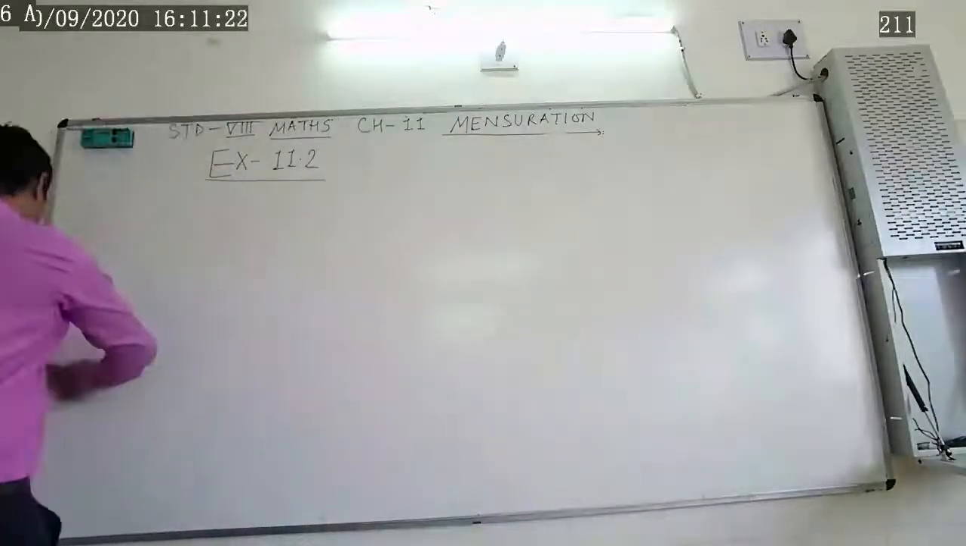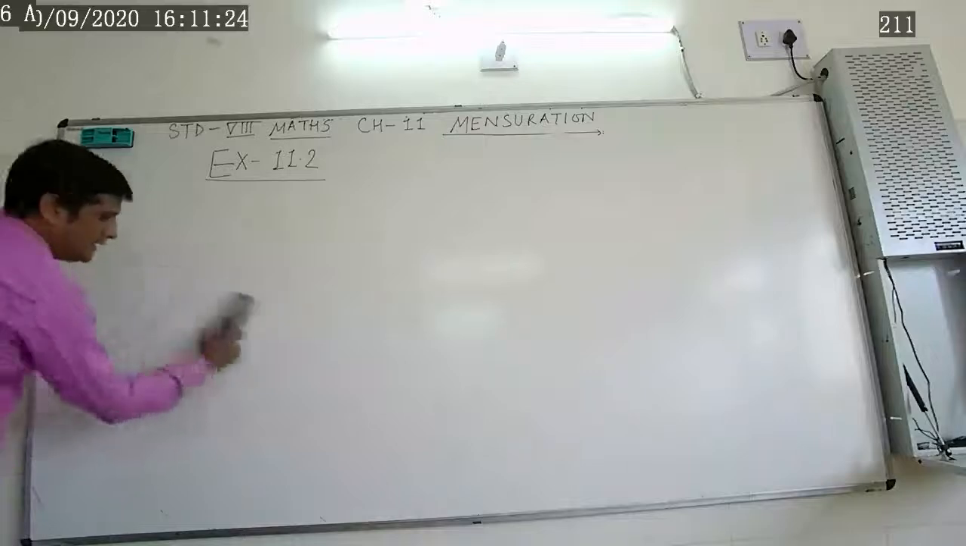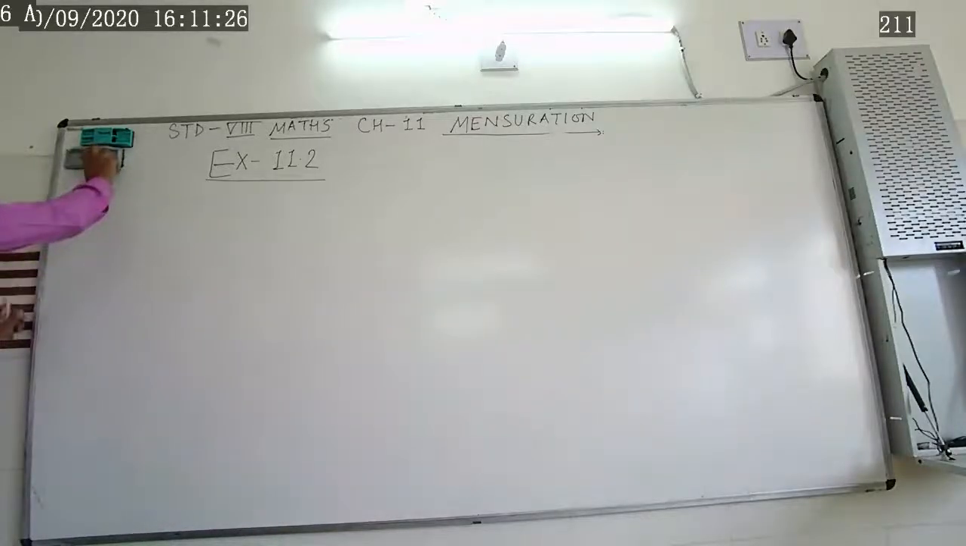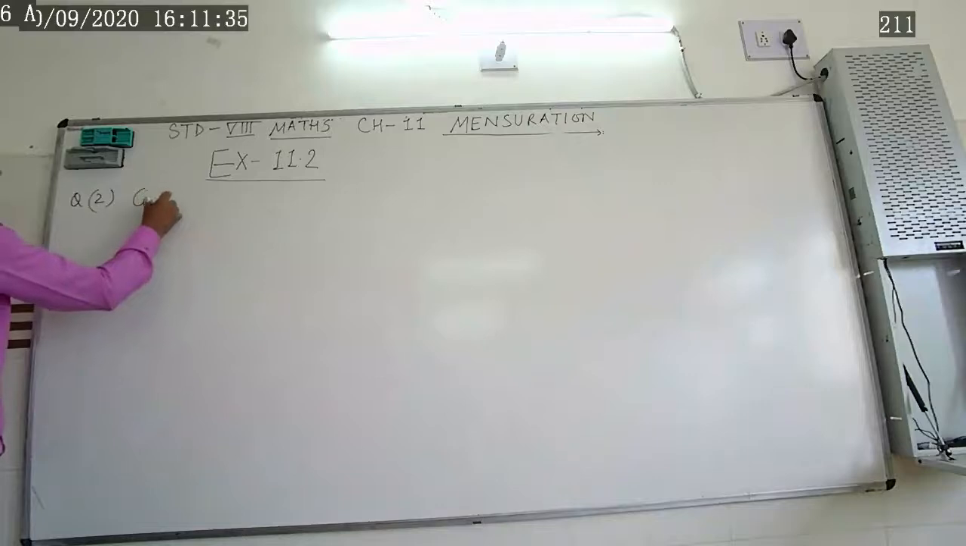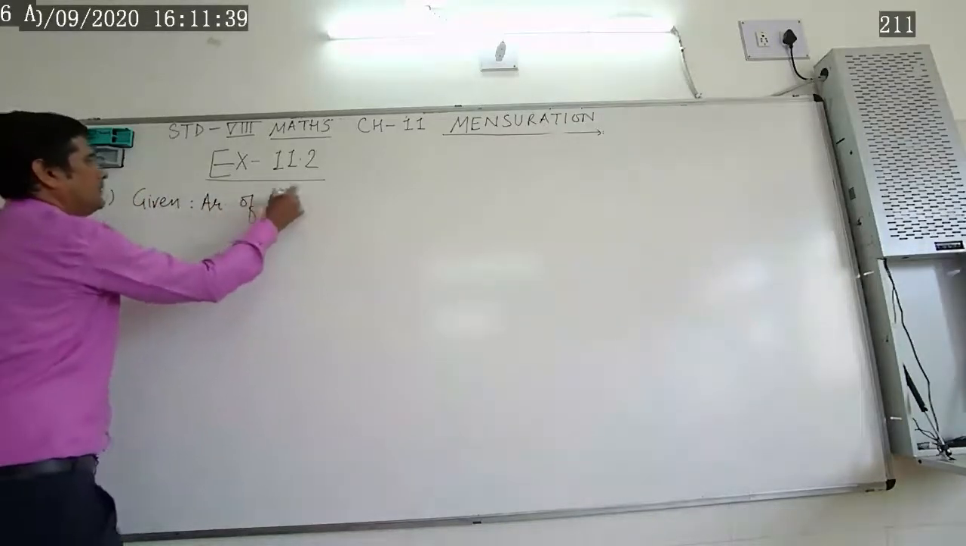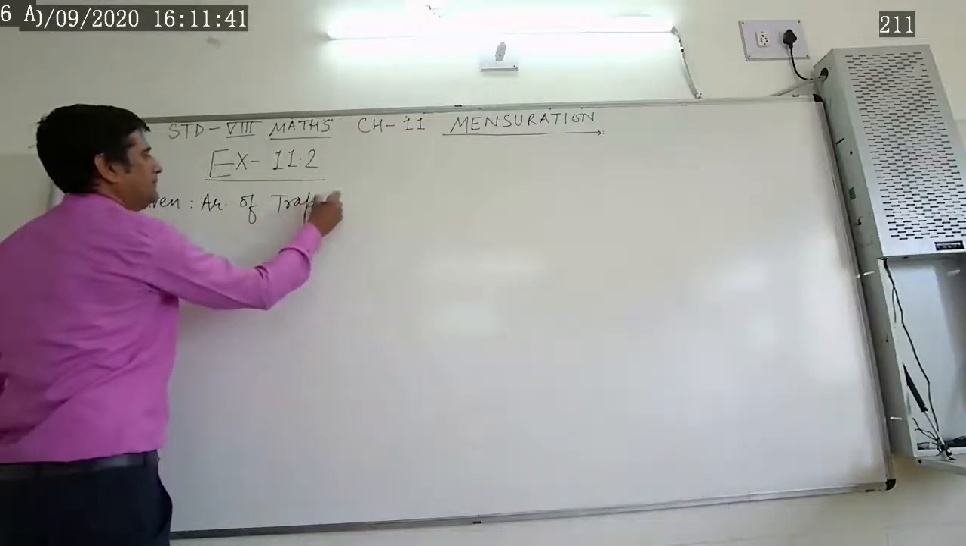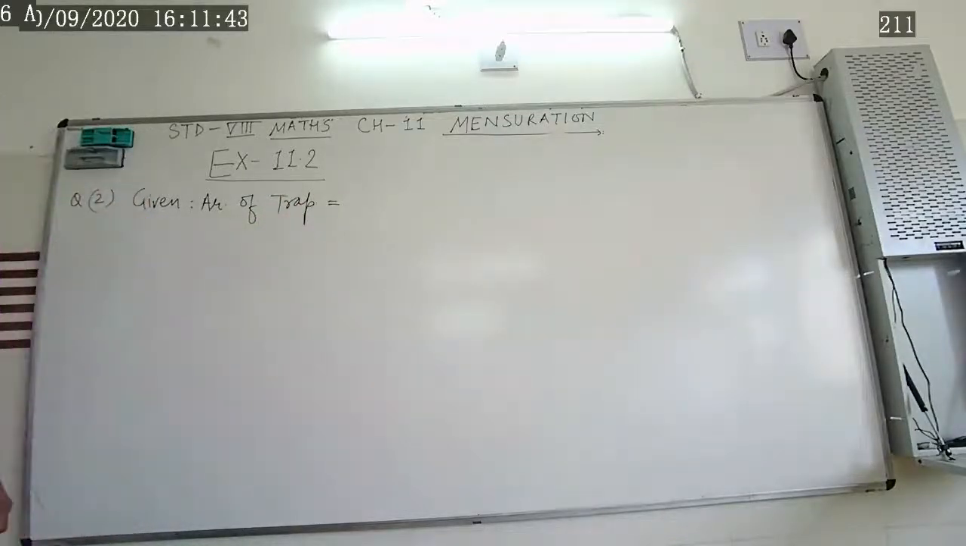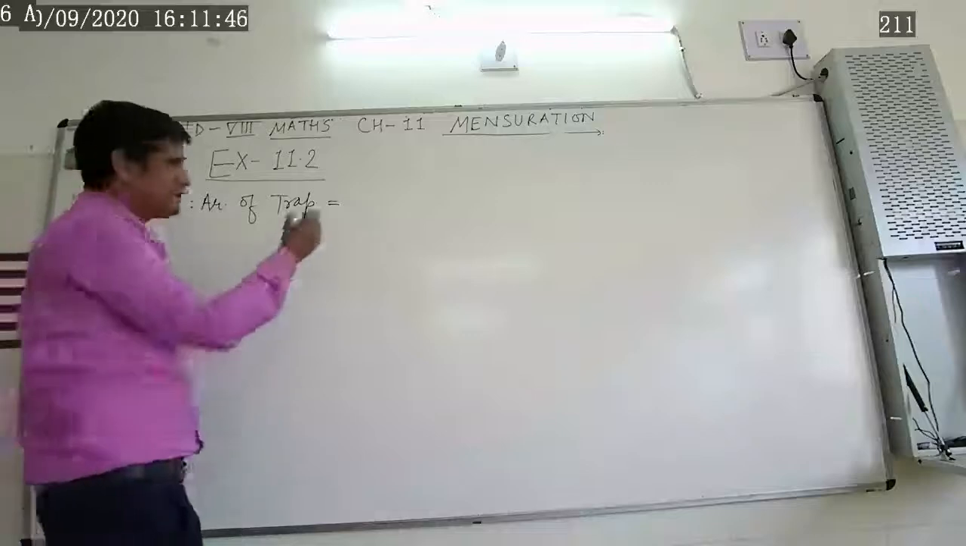Whatever the things given in the question, you just mark them and apply the formula. It will become easier. The area of trapezium. Question number 2. Given area of trapezium is equal to 30 centimeter square.